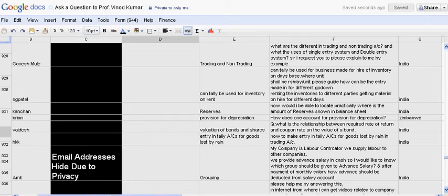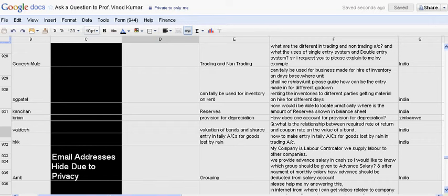Next question is from India. Vedesh asked me, what is the relationship between the required rate of return and coupon rate on the value of a bond? Actually, coupon is given to those bonds which are not for a particular authority, but every person who holds that bond can get interest through this coupon. So this is called the coupon rate. Rate of return means the market rate of interest on a particular bond.